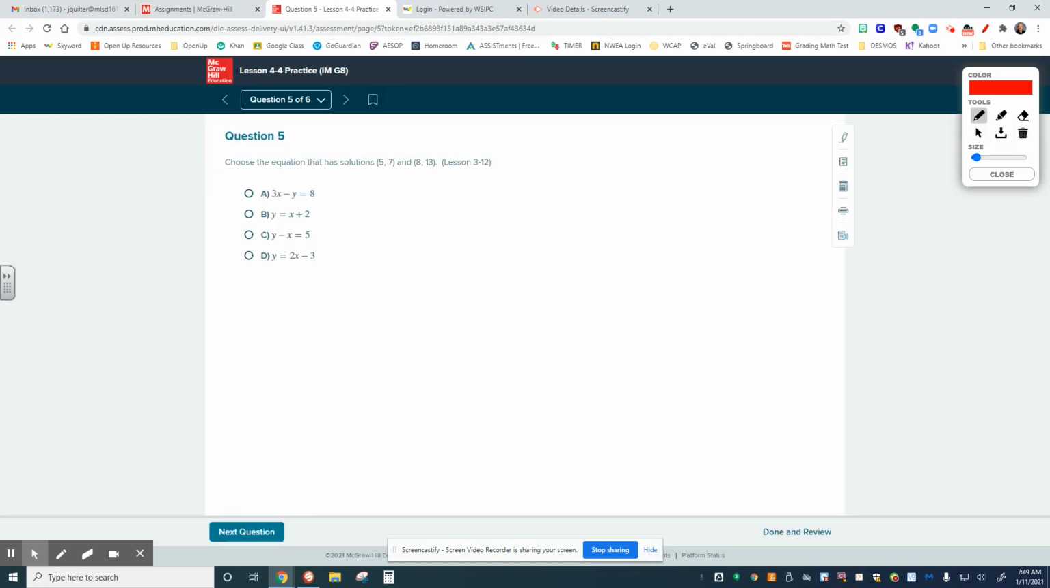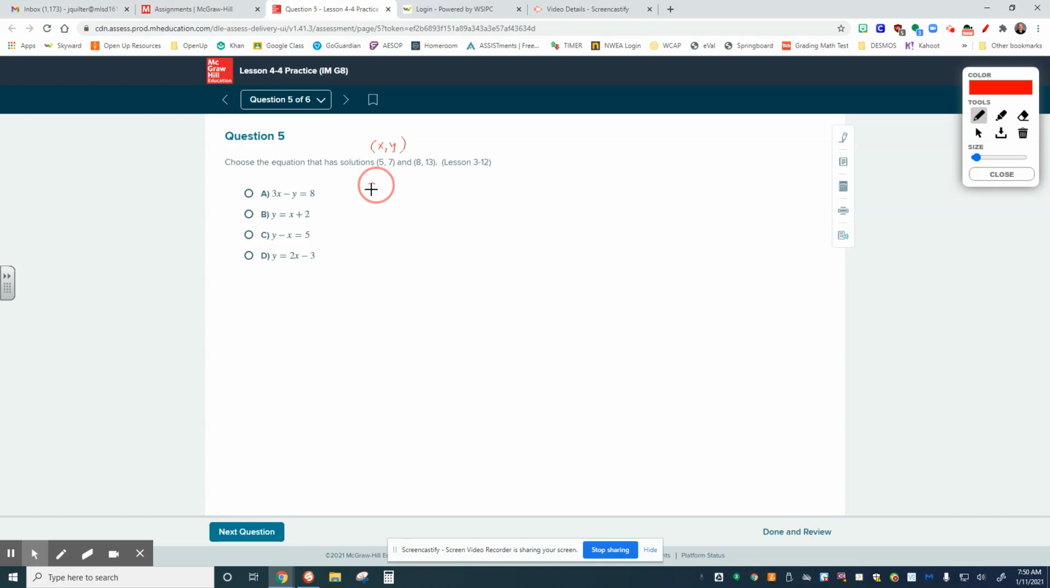Question 5, fairly simple one. It says, choose the equation that has the solutions (5, 7) and (8, 13). What I need to do with this one is I just need to use more substitution. Keep in mind that these are both ordered pairs, and so you have the ordered pair x and y. So we're going to substitute into those equations.